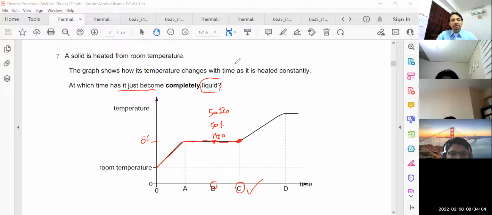Let me check your answer. For question number 7, Chuila said C. Eon Kim said C. Kim Eon said A. Kim, you check your answer, it is not A. At point A, the solid is completely a solid. After that, it starts melting.